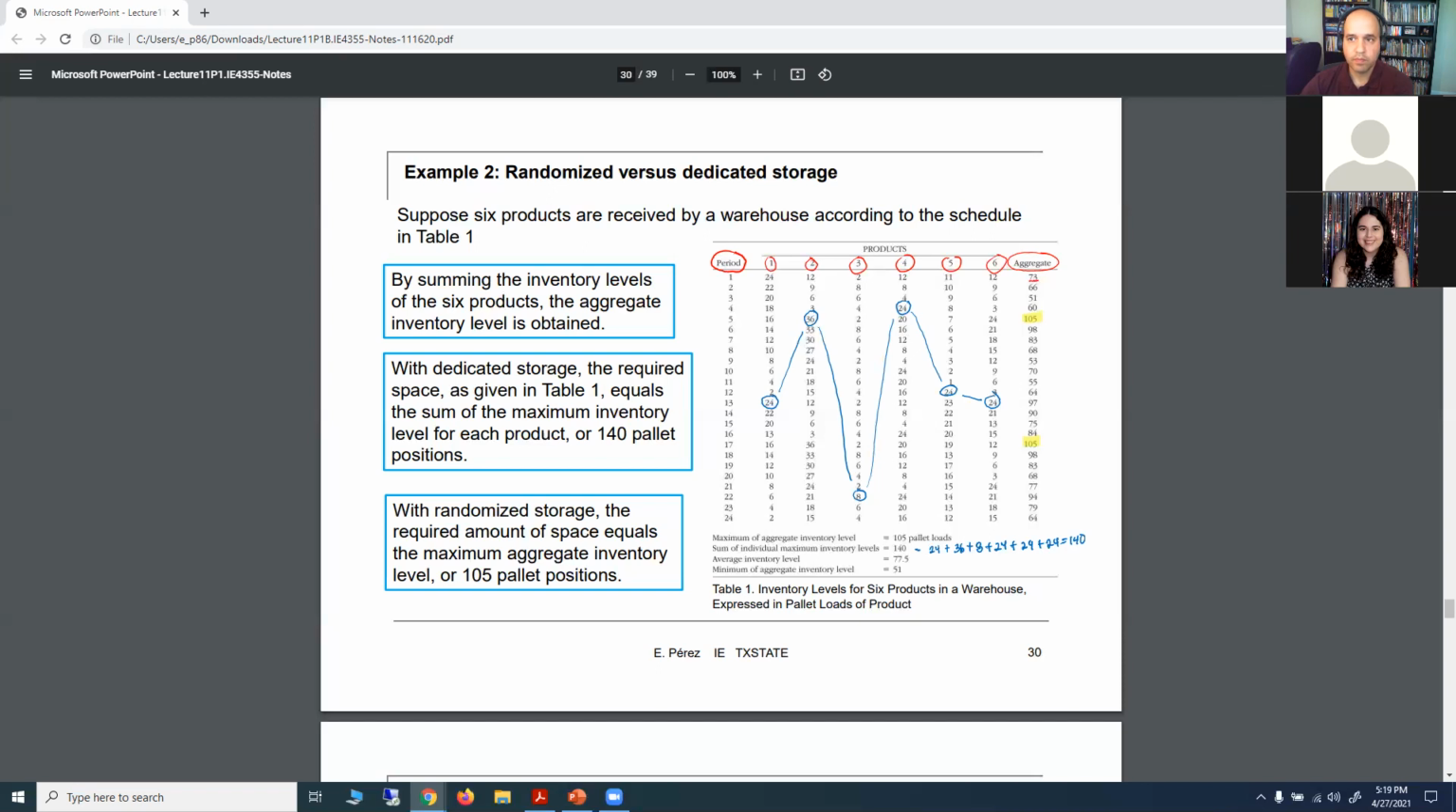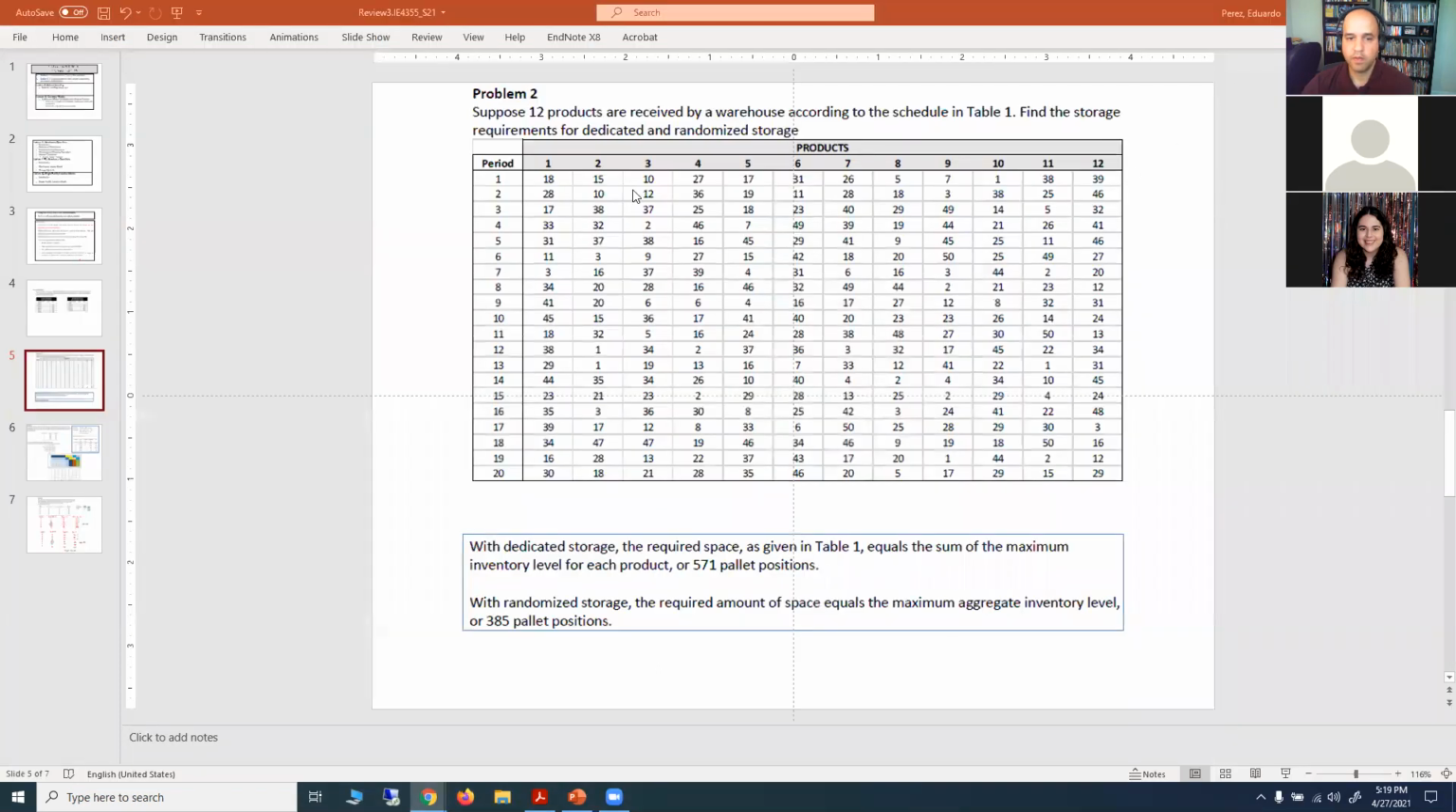So if you solve this problem, you're going to have to solve for each period. You're going to have to find the total for each row. And then looking at the total for each row, you're going to find the maximum amount. And that maximum amount is going to be the space that you're going to need for the randomized storage. So in that case, that will be 385 pallets.